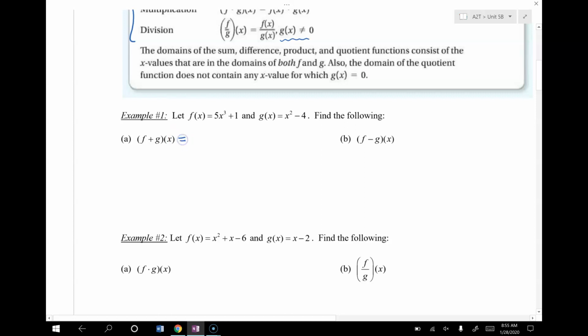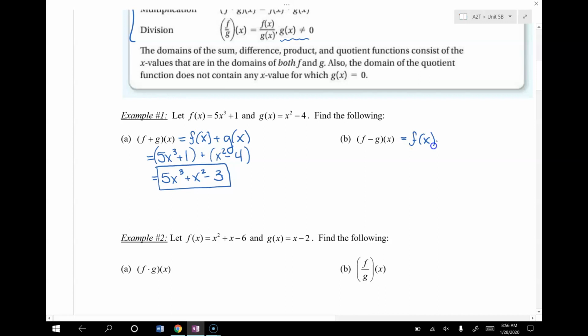Now for a, it's f plus g of x, which means f of x plus g of x. You're more than welcome to rewrite it if this looks a little bit easier for you. So we're going to take f of x, which is 5x cubed plus 1, and we're going to add it to x squared minus 4. Okay, there's nothing to distribute, so we can drop the parentheses and just continue and combine like terms, so we get 5x cubed plus x squared minus 3, and that is our new added function.